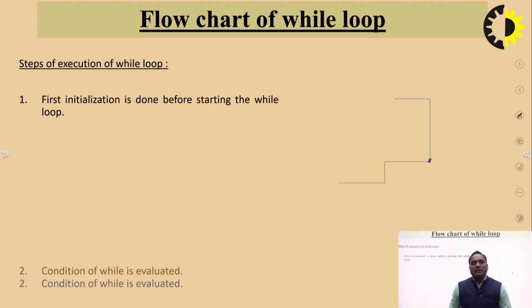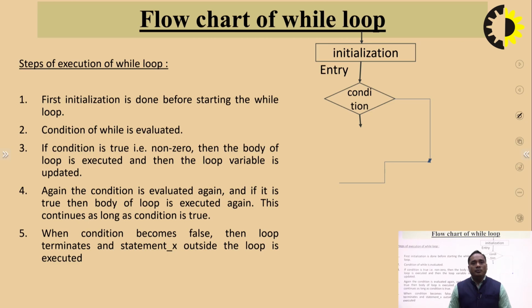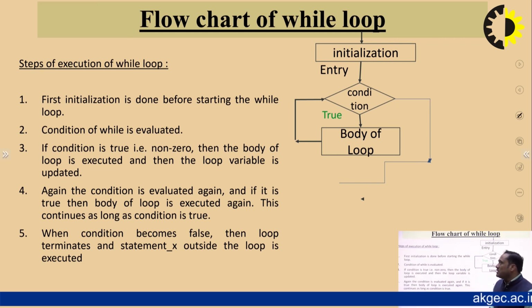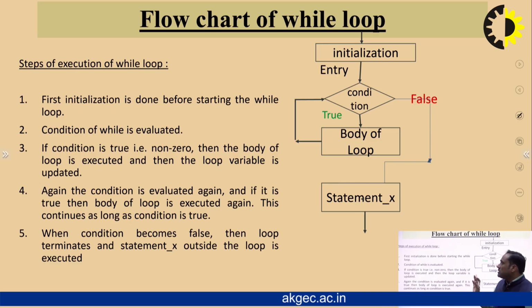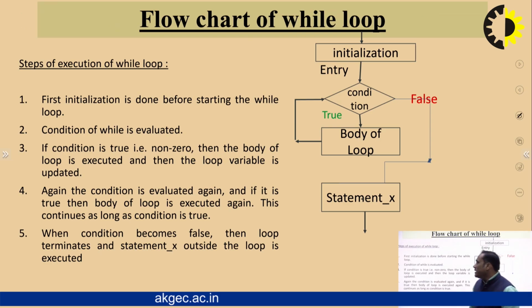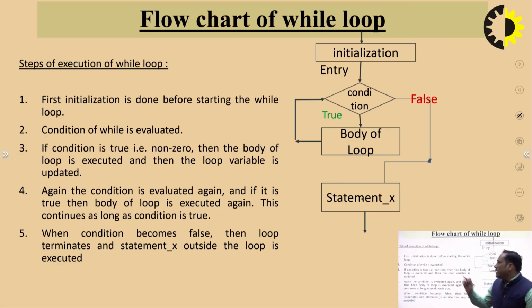And this is the flow chart, basically how the while loop is working. So this is the flow chart we are going to discuss. In the flow chart, first, initialization is done before starting the while loop. So if you are going to execute the while loop, first you will initialize the conditions. Second point, the condition of the while loop is evaluated. If a condition is defined, then definitely it can be evaluated. Either it can be true or false. So in the second case, the condition will be evaluated.